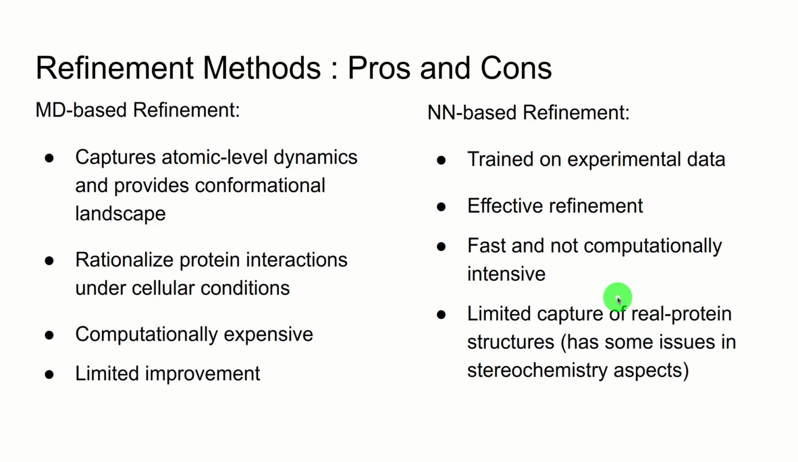Molecular dynamics may capture the atomic level dynamics and rationalize the protein interactions, but could be computationally expensive, and limited improvement could be seen in the predictions. Neural network-based refinement has been trained on experimental data, and effective refinement could be provided, and could be much faster and less computationally intensive than the molecular dynamics method, but they may have limited capture of real protein structure and have some issues with stereochemical aspects due to the experimental data.